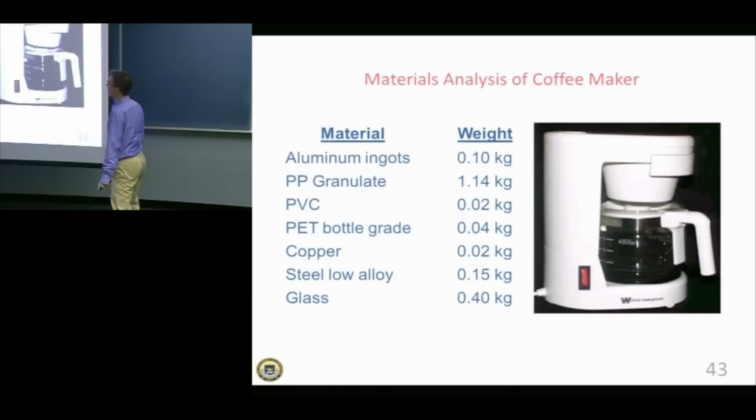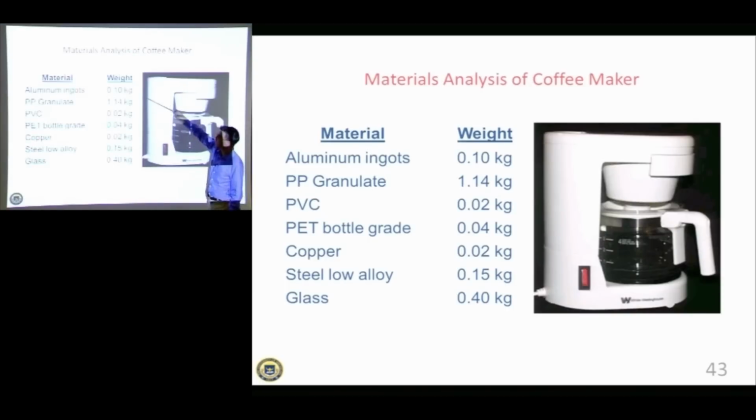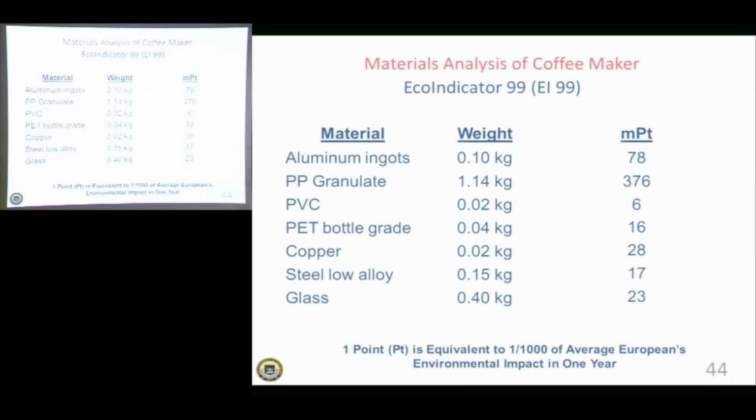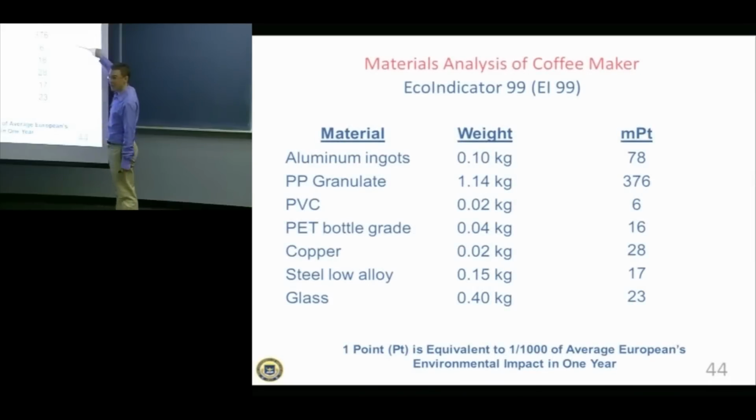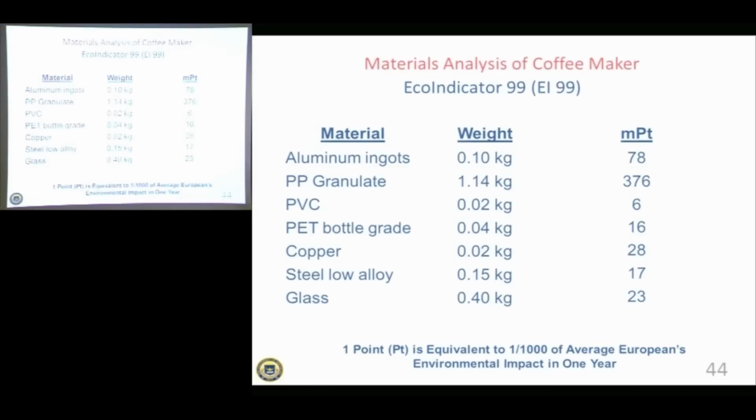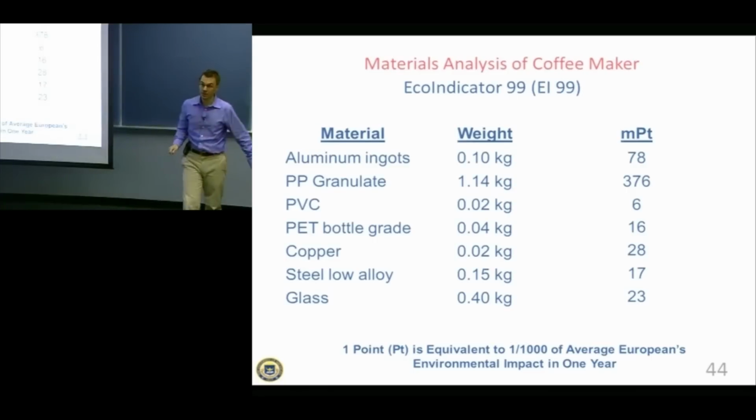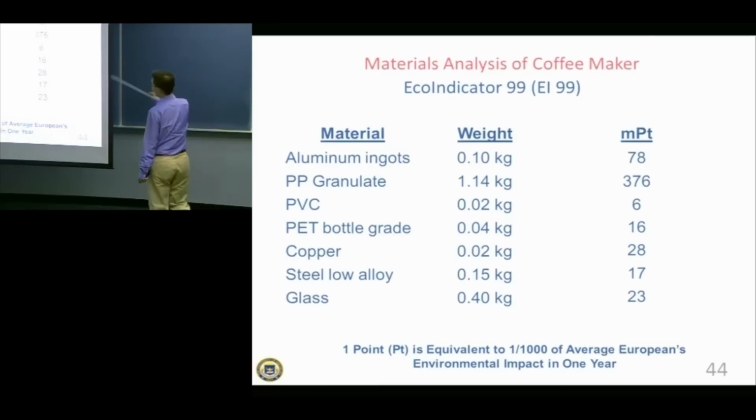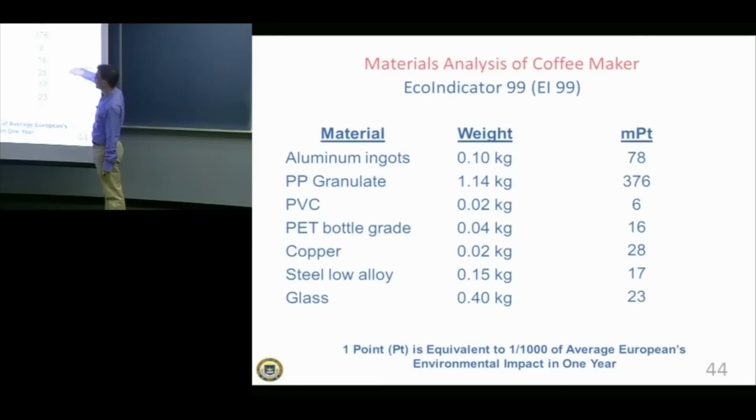That's the point. All right, so these are the masses of the materials. You've got aluminum ingots, polypropylene, PVC. You've got polyethylene terephthalate, so bottle grade stuff going on there. Some copper, some low alloy steel, some glass. And we might think about Eco Indicator 99. Again, not a method that we're advocating, but we're going to get into SimaPro in a few minutes. The default endpoint impact method in SimaPro is Eco Indicator 99. So we'll just carry these points along.